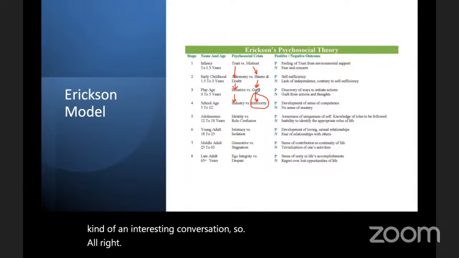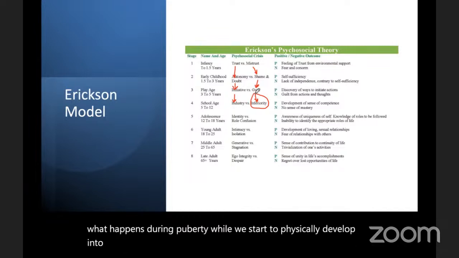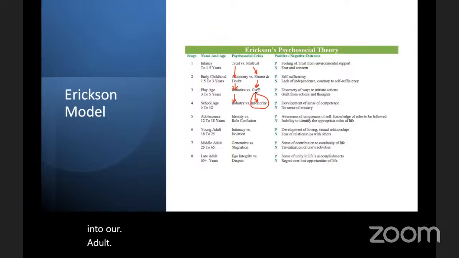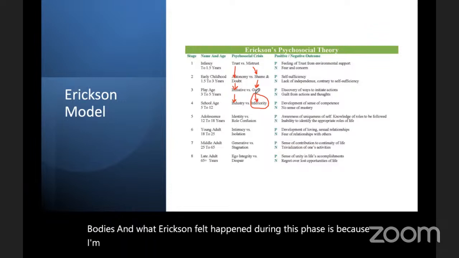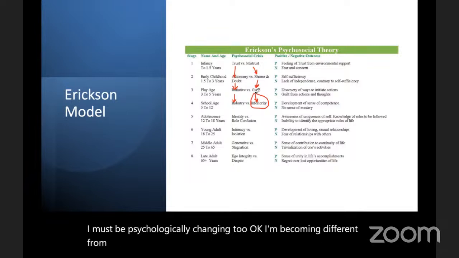So through our school ages, and then we start to hit puberty. And what happens during puberty? Well, we start to physically develop into our adult bodies. And what Erikson felt happened during this phase is, because I'm physically changing, I must be psychologically changing too. Okay. I'm becoming different from my family, in a sense.